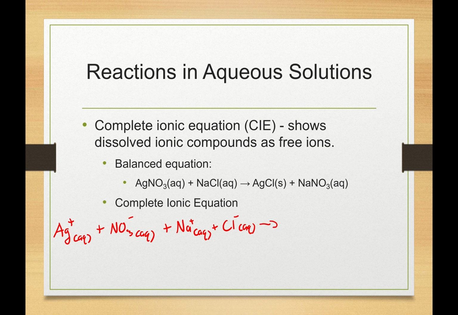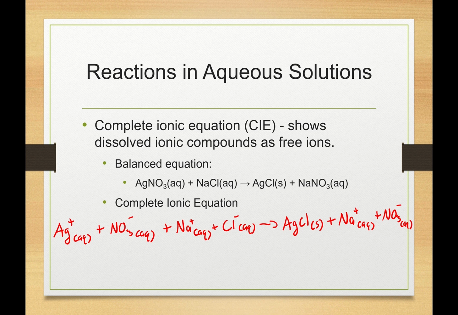Now for our products, our first product is the precipitate, silver chloride. Because this is a precipitate, it is not soluble in water, and so it will not dissociate. So for things that are not soluble in water, we keep them as a whole because they do not dissociate, so they would not form those free ions. For our second product, this one is soluble, so we would show the sodium nitrate as free sodium and free nitrate ions.